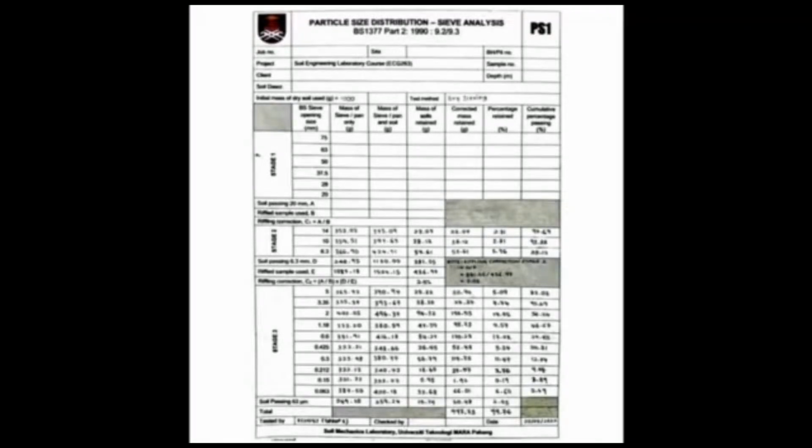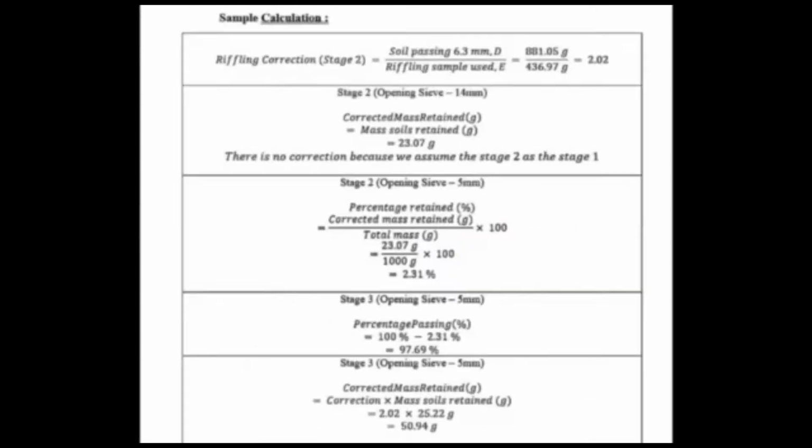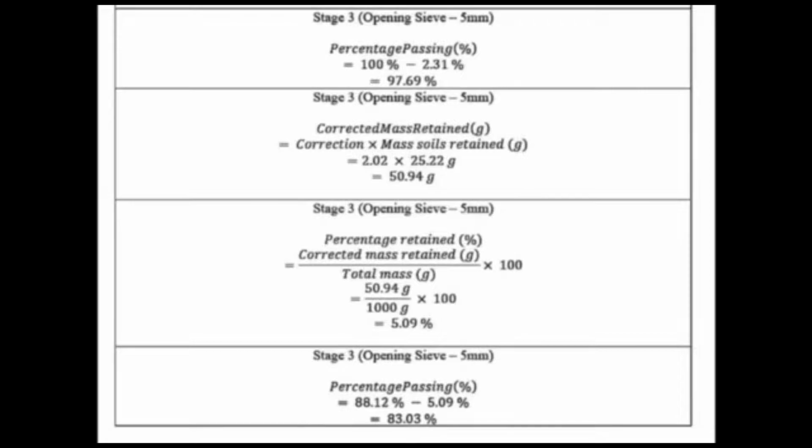This is the data that I get from this particle sieve distribution experiment, and this is the graph, which is clay 0%, sand 54% and gravel 44%. And this is the sample calculation for this experiment.